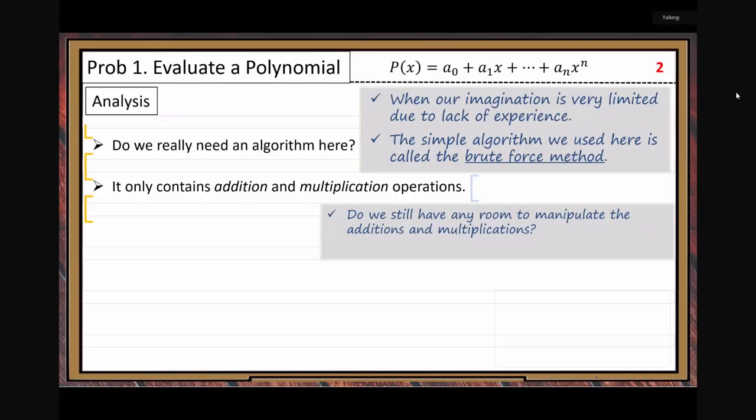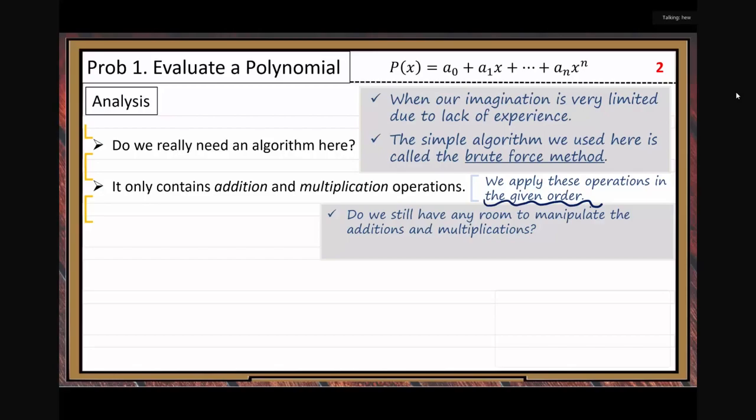So here, we apply addition and multiplication in a certain order. We know that order. So here the order is important. The order is important. So you can think about, is it possible that if we change the order we can do better? How do you know that's the only order you can do, right?